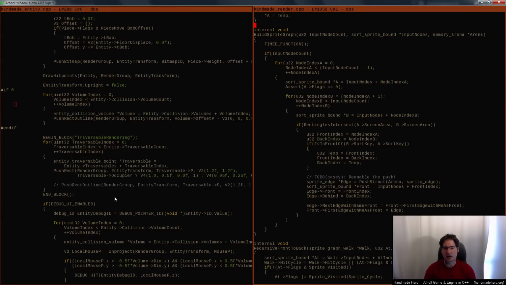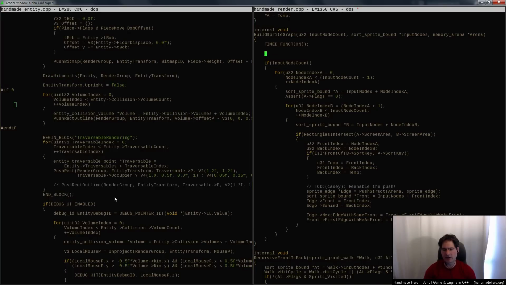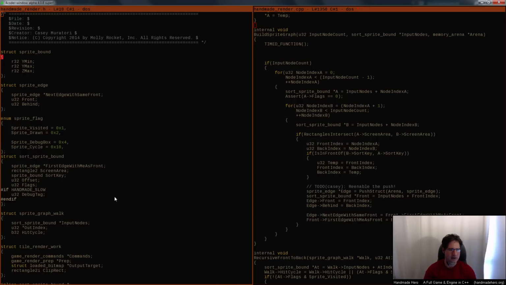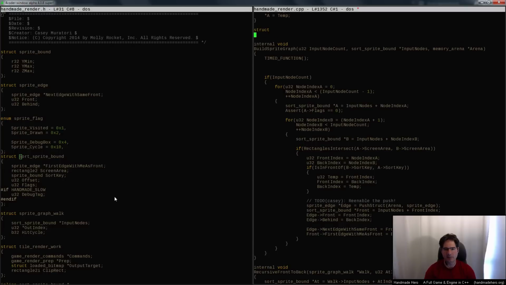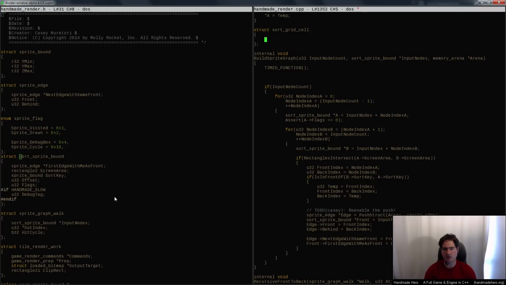So here we are in build sprite graph. And I'm going to say that we have that sort of grid, like I just talked about. Inside that grid I'm going to store... I've got these sprite bounds, right? So I'm just going to make a temporary little structure here, and I'm going to call it our sort grid cell. Actually, I don't really need it to be called a sort grid cell. I want it to be called a sort grid entry, really.